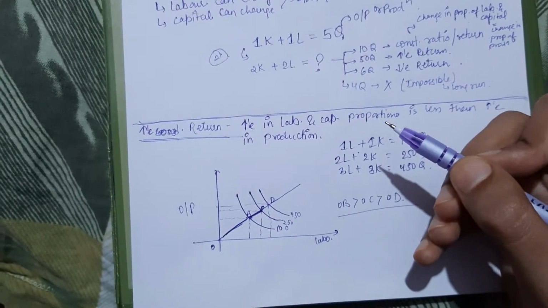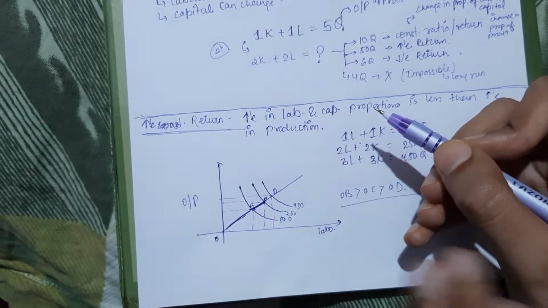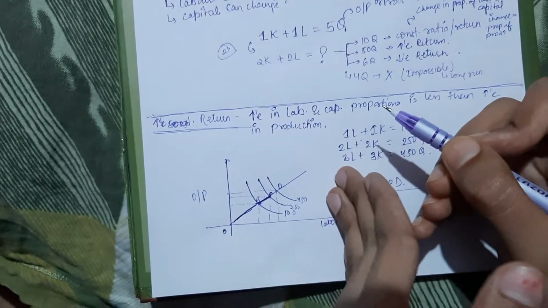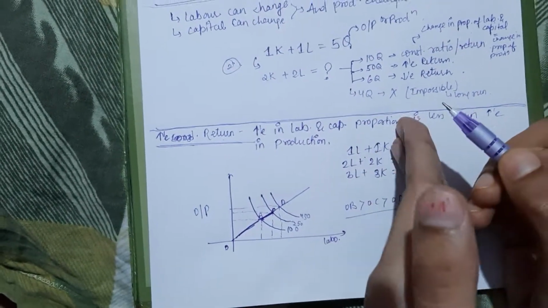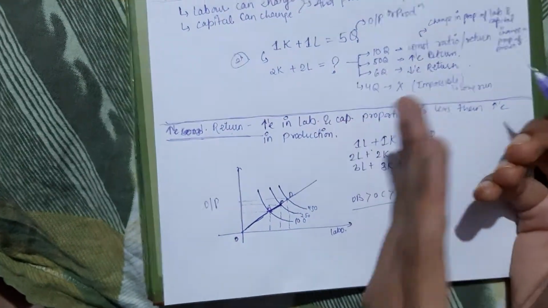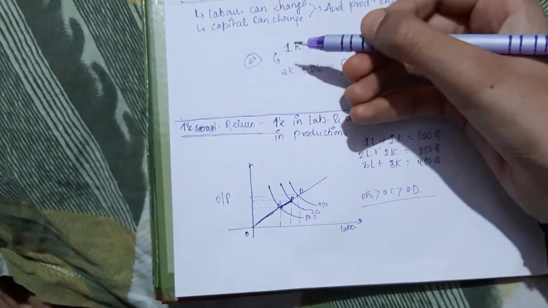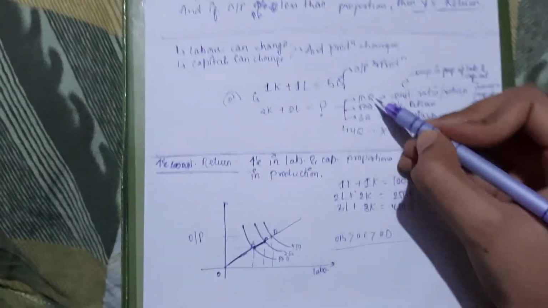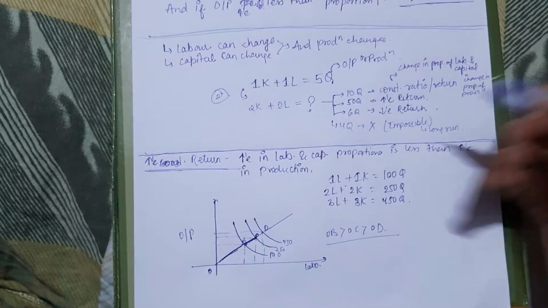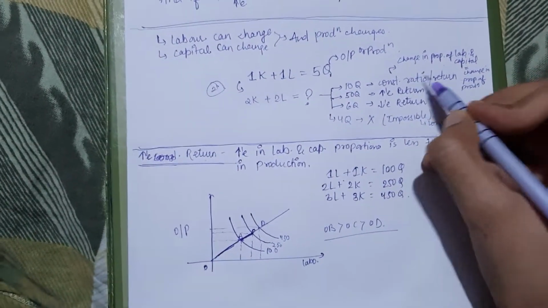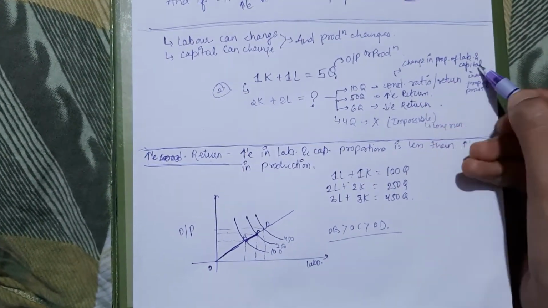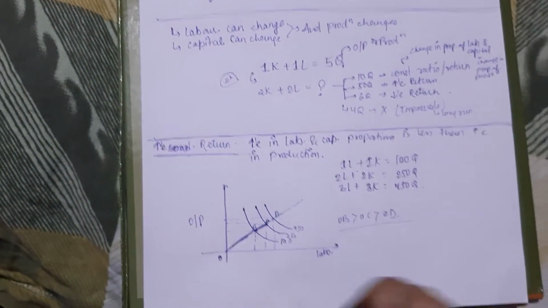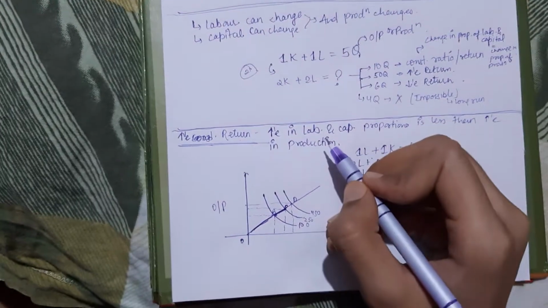So let's discuss it. First, if output increases in the same proportion as capital and labor, then it is known as constant return. As we can say, I double my capital and labor and my production also doubles, so it is constant return. In constant return, the change in proportion of labor and capital is exactly the same as the change in proportion of production.